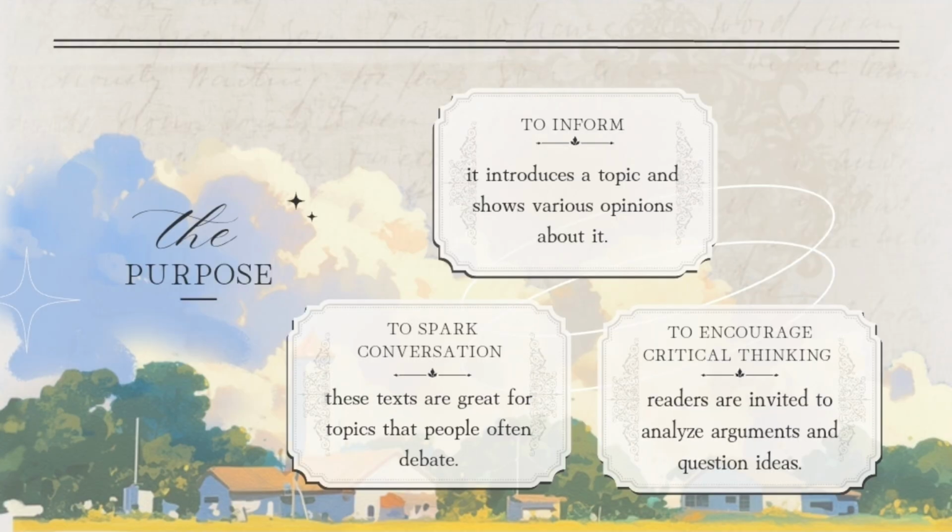What is the purpose of a discussion text? A discussion text has several goals. The first one is to inform. It introduces a topic and shows various opinions about it. The second one is to encourage critical thinking. The readers are invited to analyze arguments and question ideas. The third and last one is to spark conversation. These texts are great for topics that people often debate.